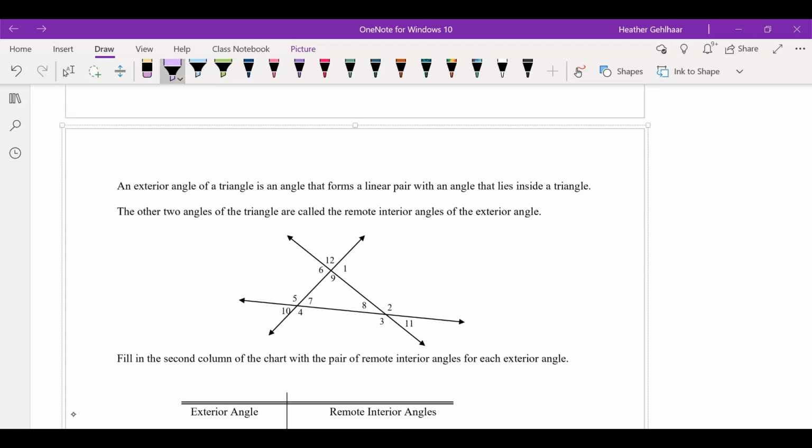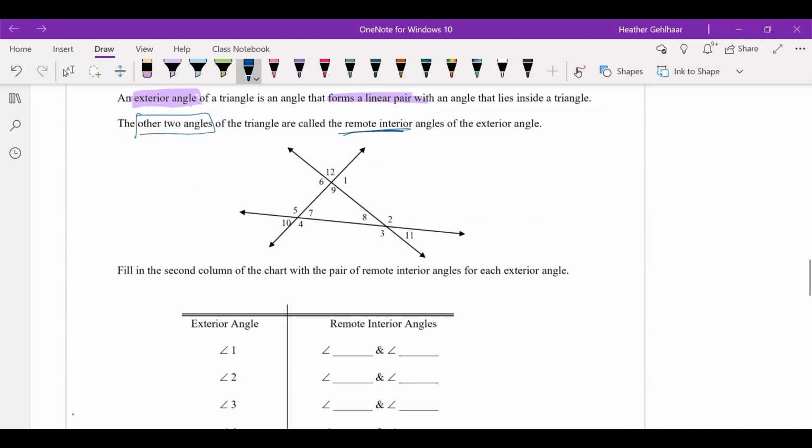Okay, so next here we're going to talk about the exterior angle. So an exterior angle of a triangle, remember exterior is the outside. The exterior angle of a triangle forms a linear pair with an angle that lies inside the triangle, okay? The other two angles of the triangle are called remote interior angles to that exterior angle. So let's go ahead and take a look at an example here.